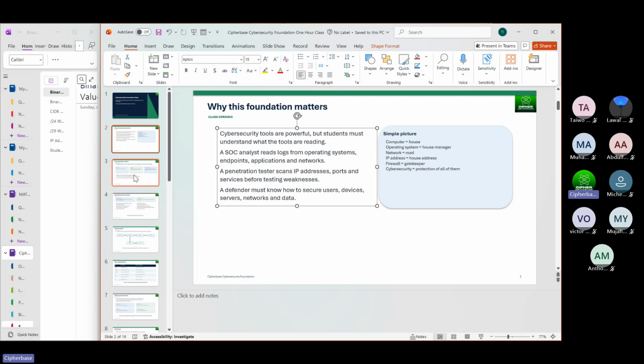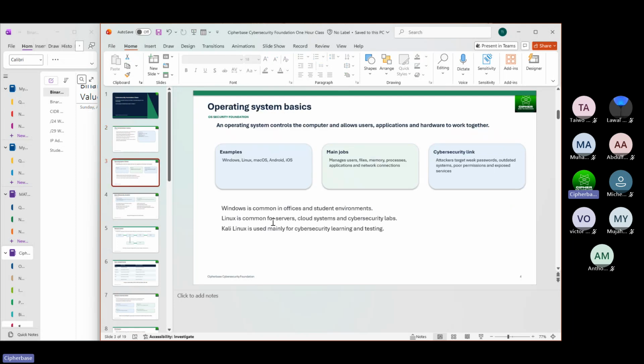Then let's proceed to this next slide. As you can see, I said operating system basics. I now put here that an operating system controls the computer and allows users, applications, and hardware to work together. An example of this is Windows, and we already talked about that. Linux, Mac OS, Android, iOS, all these are operating systems. Our phone is either Android or iOS. Those are the operating systems of the machines that we are using.